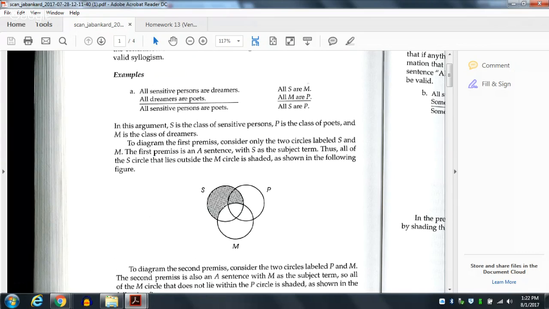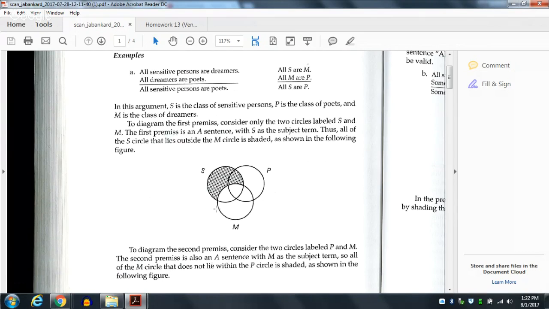So you've got the subject and the predicate of the conclusion, you got the middle term, and then you diagram premise 1. All sensitive persons are dreamers. So you black all this out down here. Because if you are a sensitive person, you must also be a dreamer. So all sensitive persons exist here in the overlap with dreamer. Okay, that's an A term. The next premise, all dreamers are poets. Okay, we're going to diagram that.